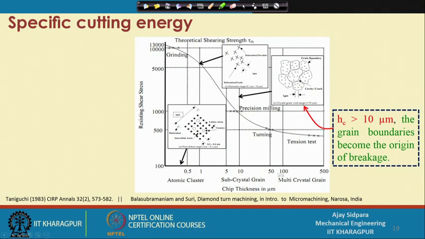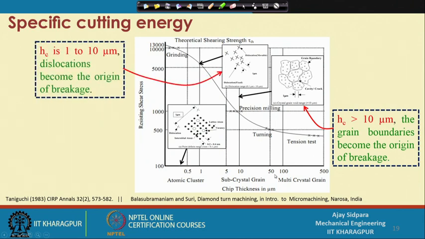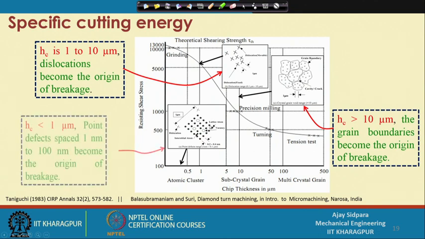But if you reduce this uncut chip thickness, to around 10 micron or something, then it is looking at the defects within the grain. So, now you have to look around the dislocation or some other things which will allow the tool to pass through the cutting edge. So, this is the second thing, and if you go further inside it, when your uncut chip thickness is less than 1 micron, then you are actually looking at the atomic scale, where you have to find out the vacancy and the dislocation, atoms and everything.